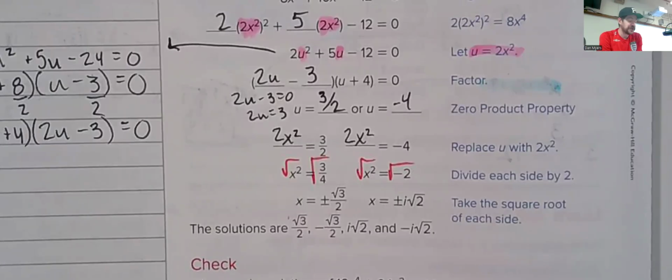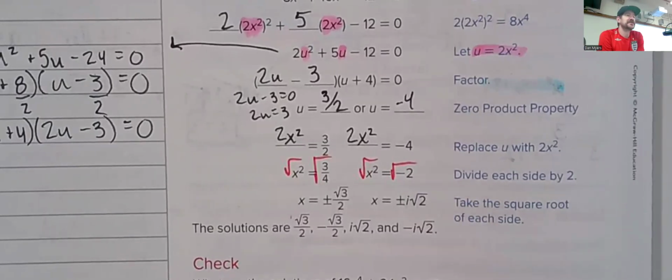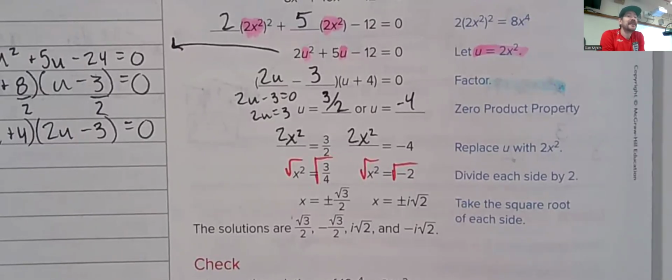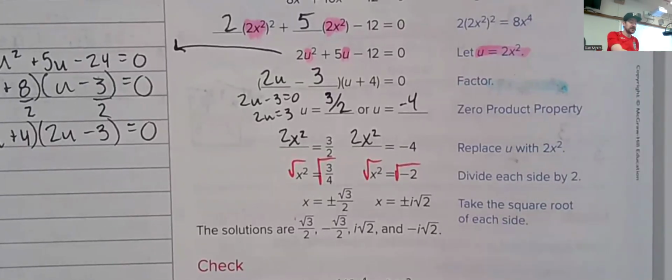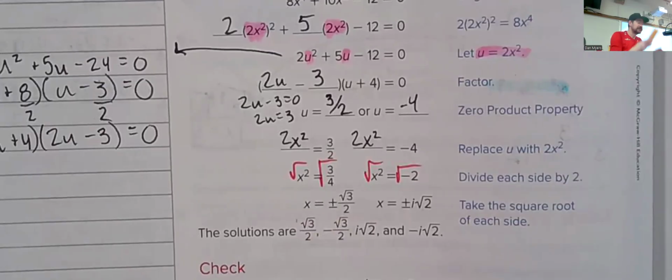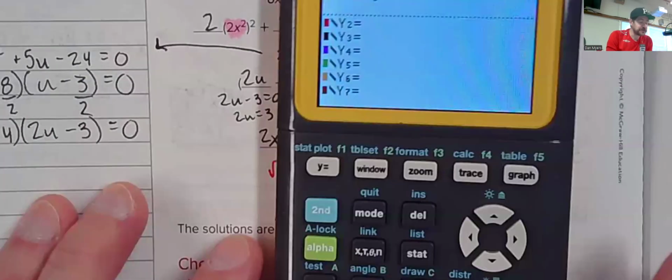So my question for you is, how many times does this cross the x-axis? Twice, yeah. How come? Why is it only twice when we have 4 answers? Yeah, the two imaginary ones, those don't actually show up as x-intercepts. These ones will. In fact, let's graph it. Let's prove what we've just seen.